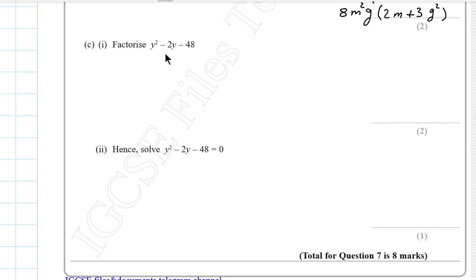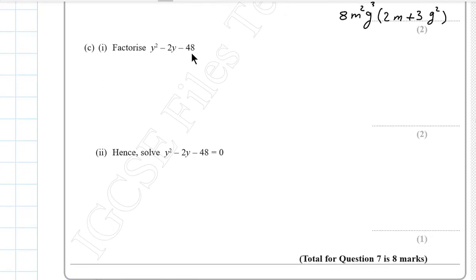Factorize y squared minus 2y minus 48. Okay, it's a very easy question. We will make two brackets like this, and we can put y here and y here. Now we are searching for two numbers whose product is negative 48 and whose sum is negative 2, which of course will be minus 8 and plus 6. And you can use your calculator to find these two numbers.